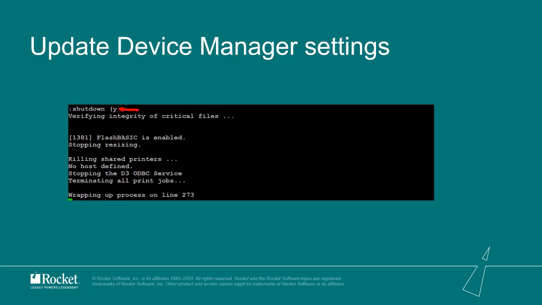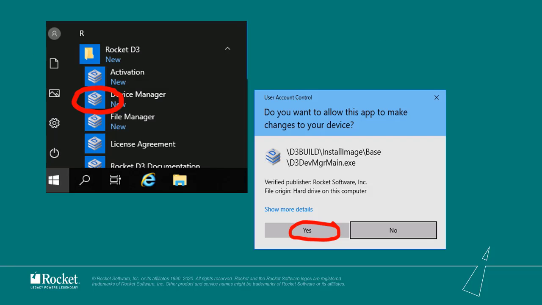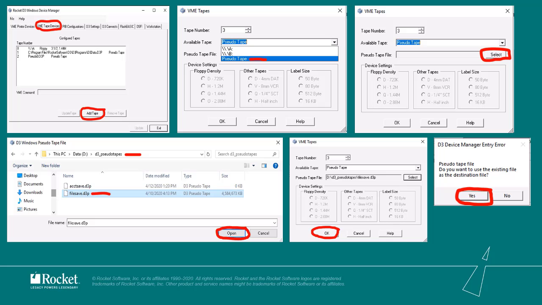Okay, now that D3 is installed and activated, you need to shut down D3 and use the device manager to adjust D3's configuration to match your existing system. Click the device manager in the Rocket D3 program group. Click Yes to allow changes. There are several tabs in the device manager. We'll cover the ones where common changes are made.